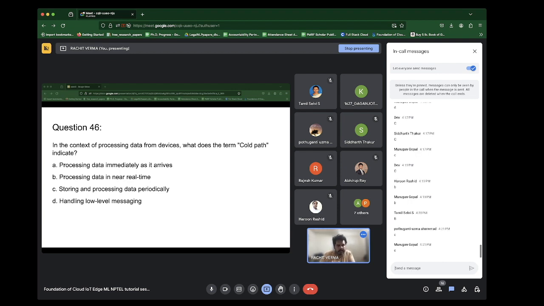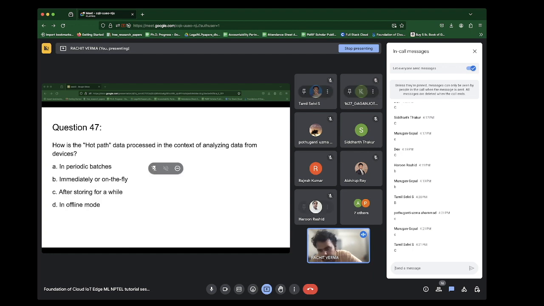Okay, it's 4:20. Let's see if we have enough time. In the context of, yes, so C is the correct answer. Near real time would fall under the warm path. Processing data immediately as it arrives would be real time, so that would fall under the hot path. And handling low level messaging, it does not exactly do that.